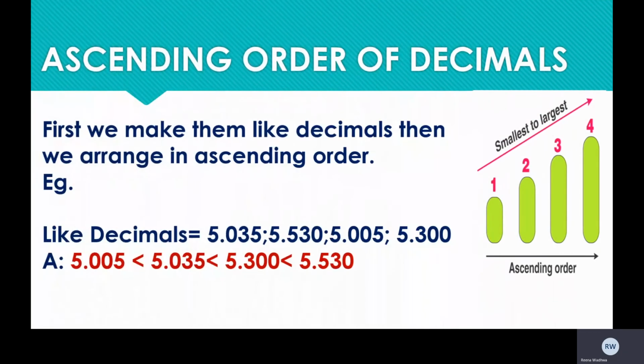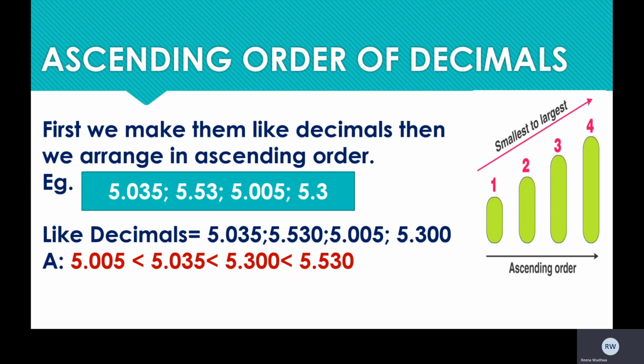Now come to the next. Ascending order of decimal numbers. First we make them like decimal, then we arrange in ascending order. Let's see these four numbers. First we make them like decimals by adding zeros, and then we arrange them in ascending order. So this is the lowest one. We put it here. After this, this is the next one, and this is the next, and the biggest. So from smallest to the largest, this is ascending order of decimal numbers.